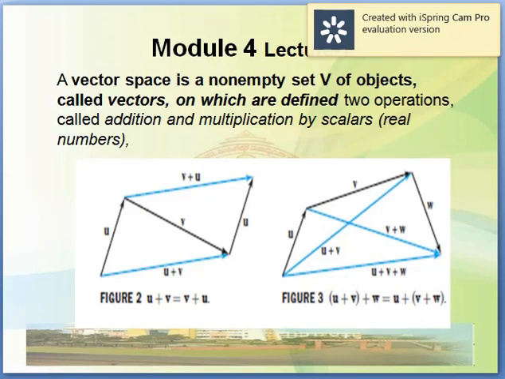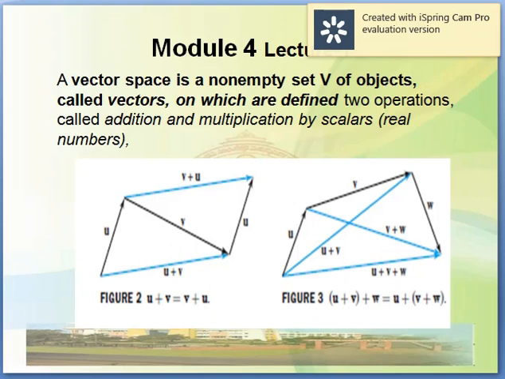Let's learn regarding module 4. Module 4 has vector space, subspace, orthogonality, and next it would be determinants. Linear algebra part. So first let's see what is a vector space.